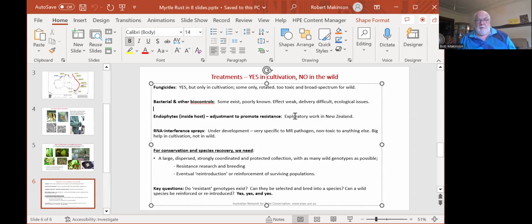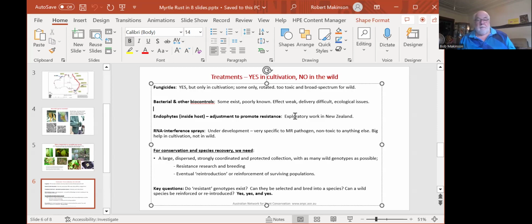It's likely, if it does become a reality, to be a big help in cultivation, including in the protection of conservation collections that are held ex situ, that is, in cultivated situations, not in the wild. But it's unlikely that it could be deployed in the wild, except, again, as with the fungicides, at a very, very local and very limited scale. We simply can't spray the entire East Coast every few months.